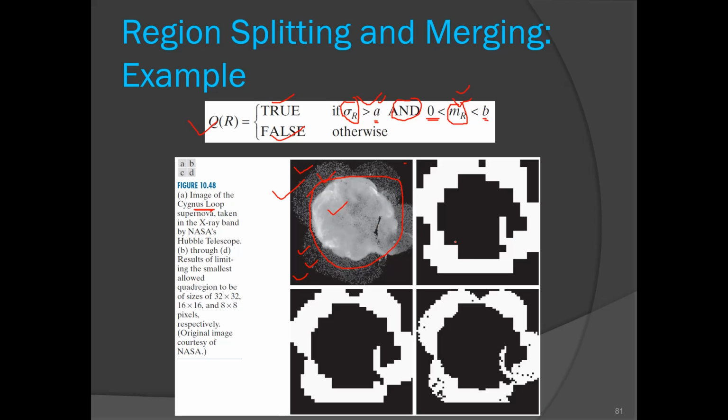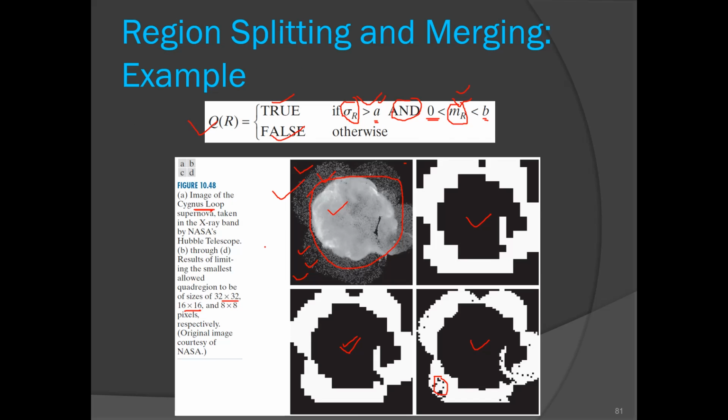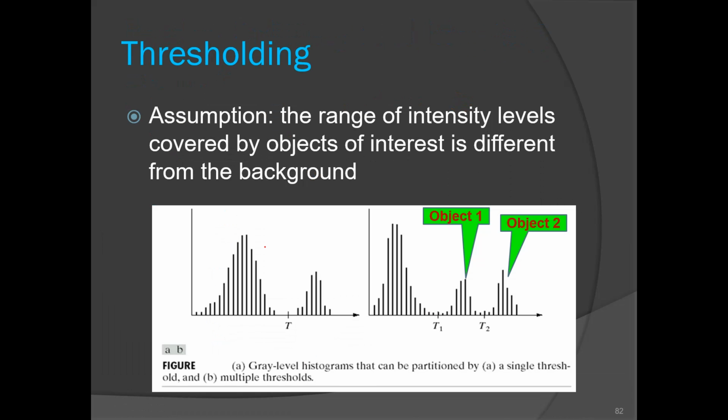So these are the three outputs for different sizes of the quad tree. If the final quad region is set to 32 by 32, this would be the output, then 16 by 16 and 8 by 8. For 16 by 16 we are getting the best result, because here we are getting the discontinuity. So this is done. In the next class we will be seeing segmentation based on thresholding.